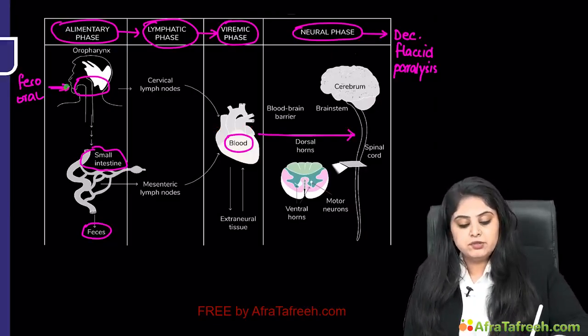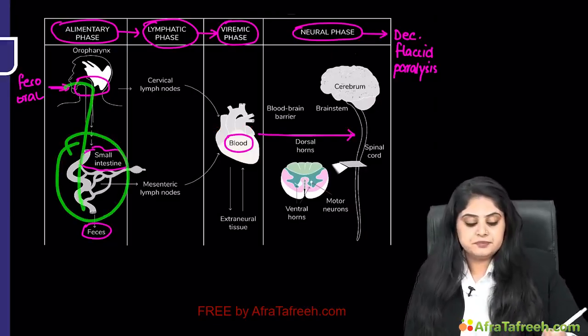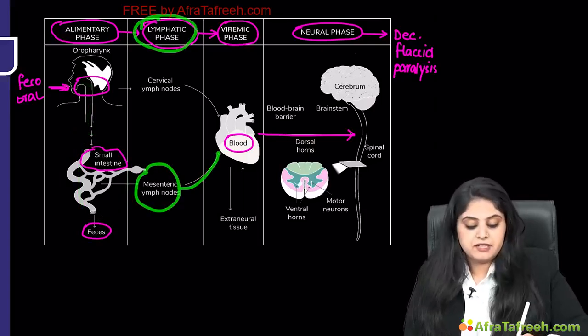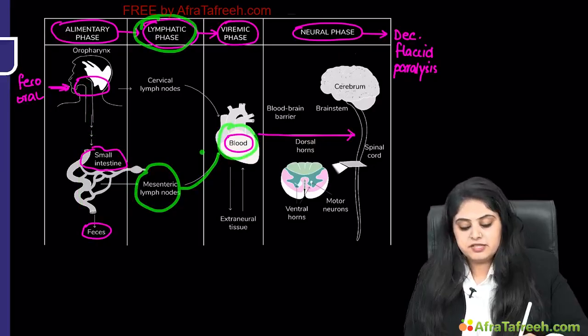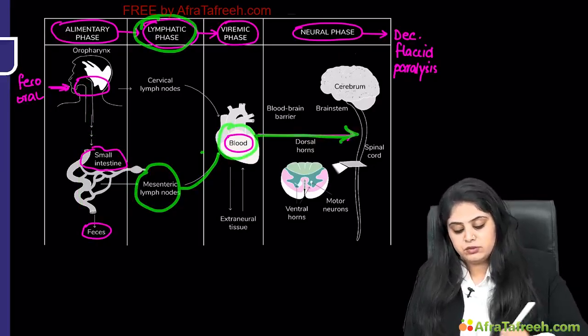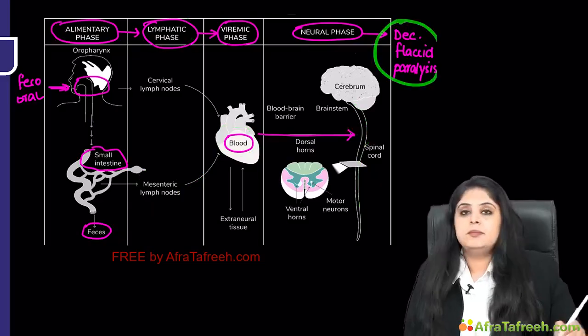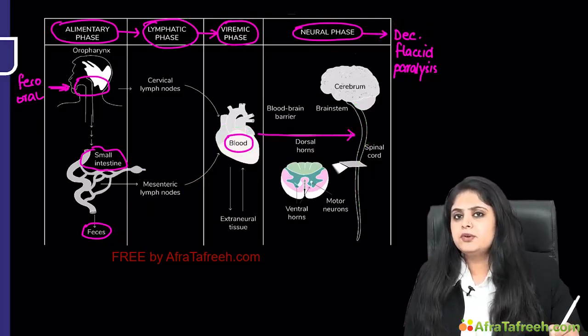Repeating, first it goes into the gut, so alimentary phase. From there it goes into lymph nodes, so lymphatic phase. Lymphatics always go to blood, so viremic stage. And from viremia, it goes into the different parts of the spinal cord and the motor neurons, so that results in paralysis. What sample do you think you're going to take?